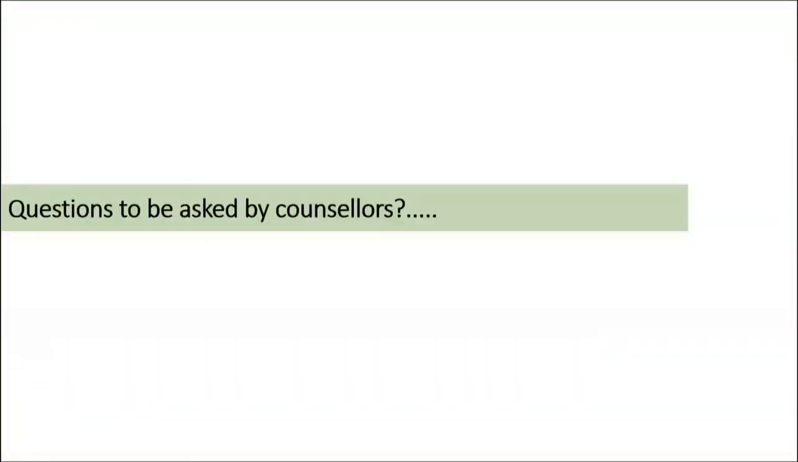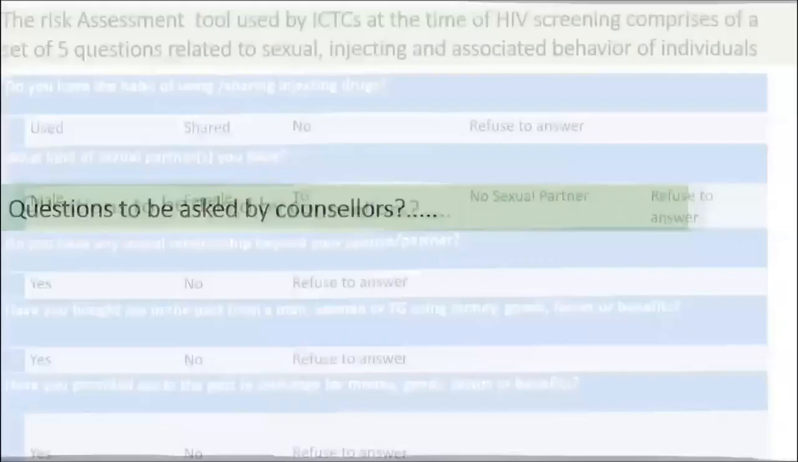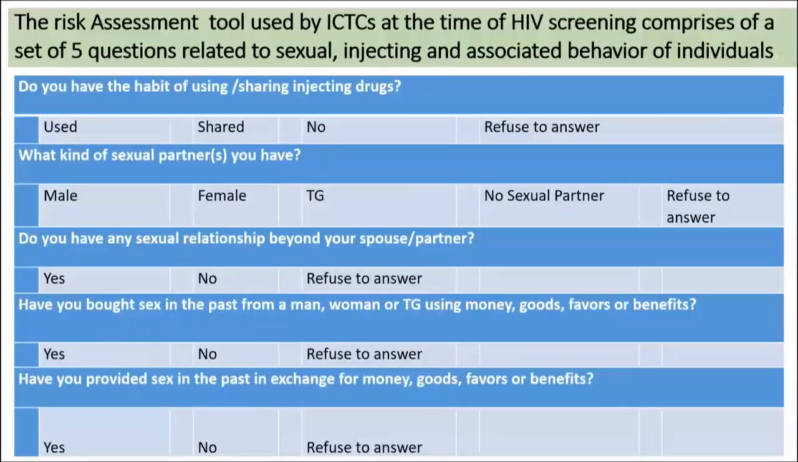The questions to be asked by the counselors are inbuilt into the SOCH itself. There are 5 questions we usually ask in the SOCH, and most of the basic service division personnel at the SACS levels are aware of this. These are the 5 questions which we consider as profiling the risk of the particular client who is visiting the standalone ICTC on their own.